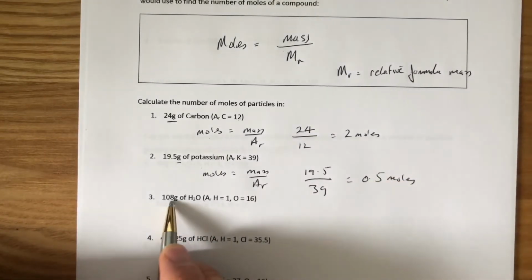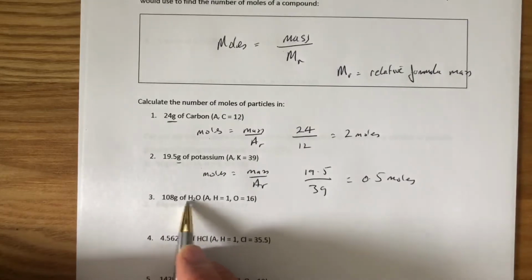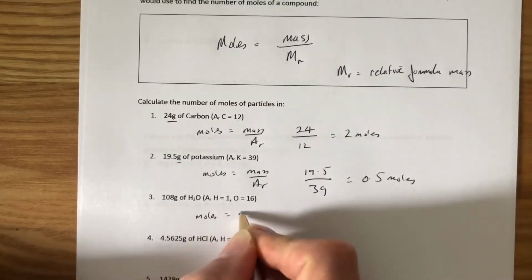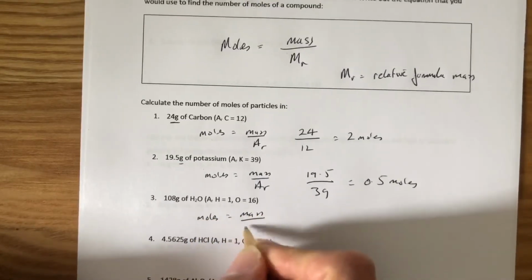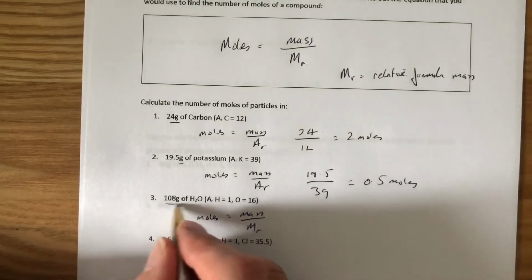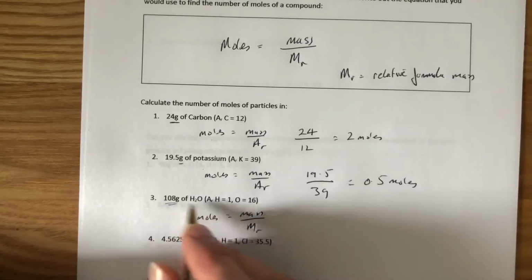Okay, 108 grams of water. So not an element this time, this is a compound. We've got a molecule of water here, so we're going to use moles equals mass divided by formula mass. This time, exactly the same equation. But this one there's two stages really. The mass is 108 grams, that's easy enough, but we need to work out the formula mass of water.